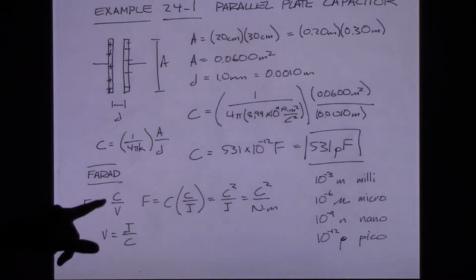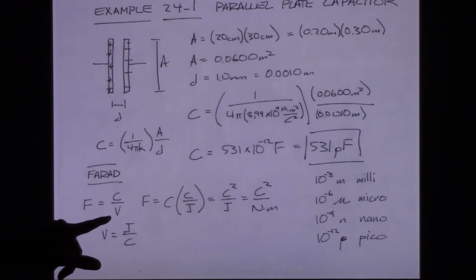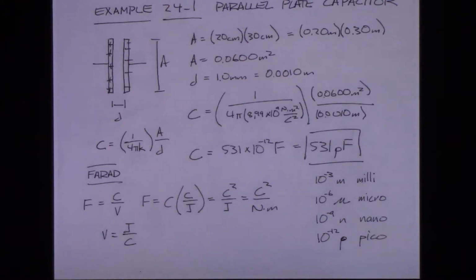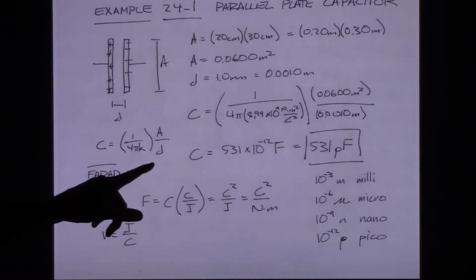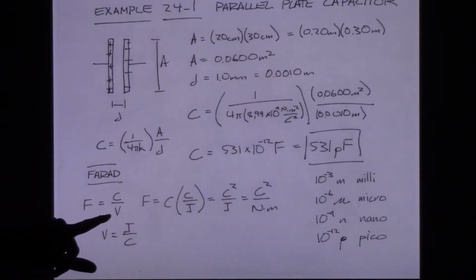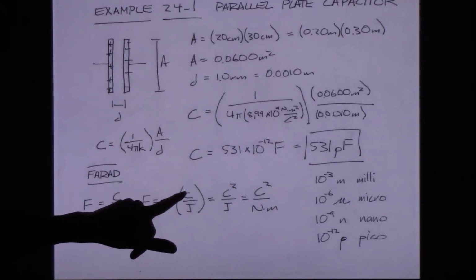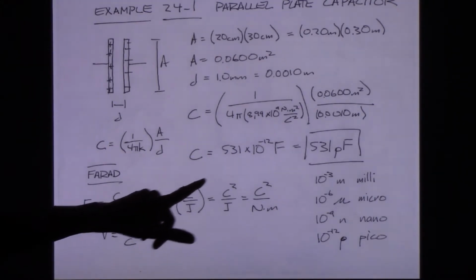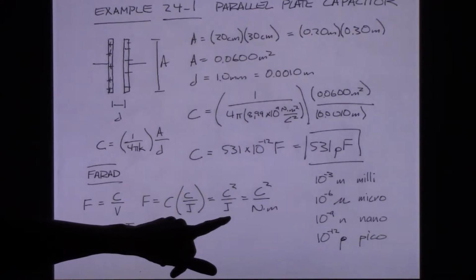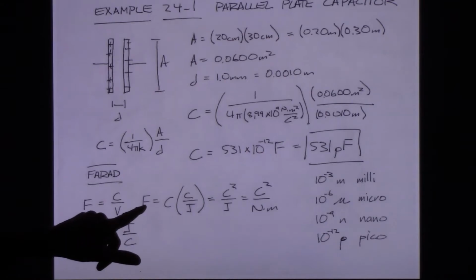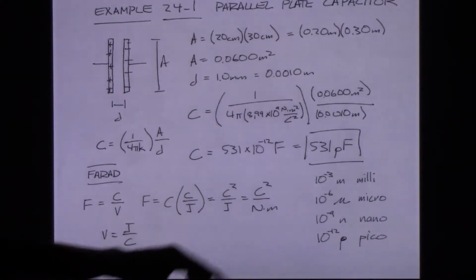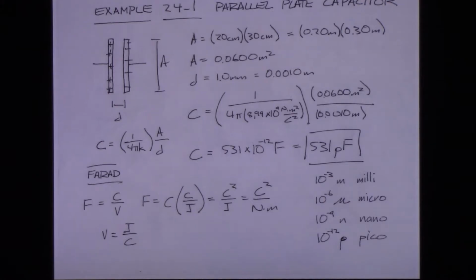So let's see, the farad is a coulomb per volt. I just wanted to check units on this, to see if we can figure out this formula right here. So a farad is a coulomb per volt. A volt is a joule per coulomb. That gives me a farad is a coulomb squared per joule. So a farad is the same thing as coulomb squared per newton per meter. And so those are all different versions of what farads are.